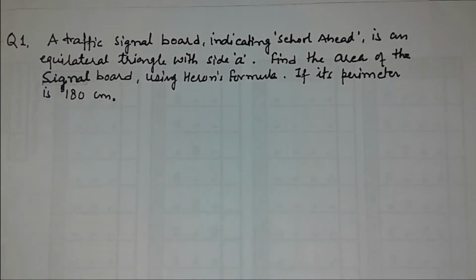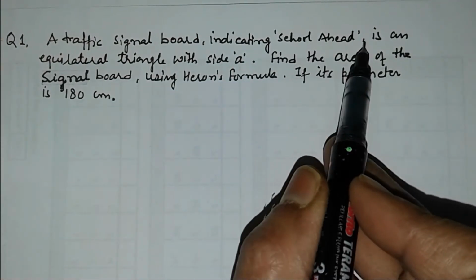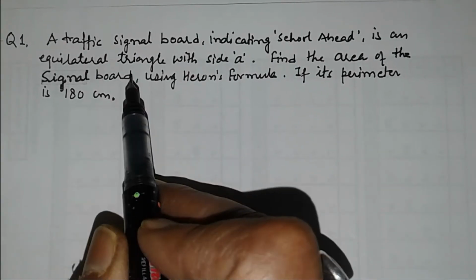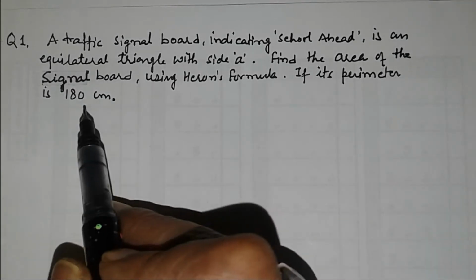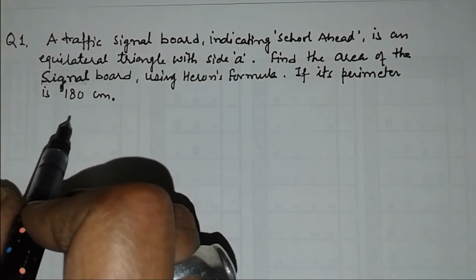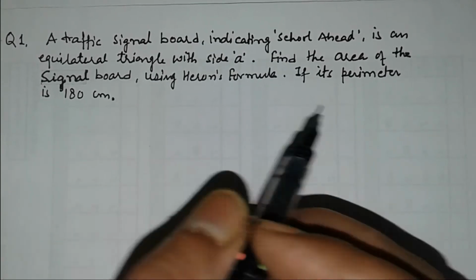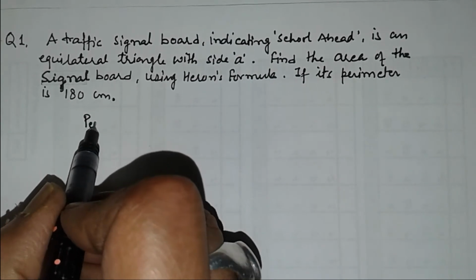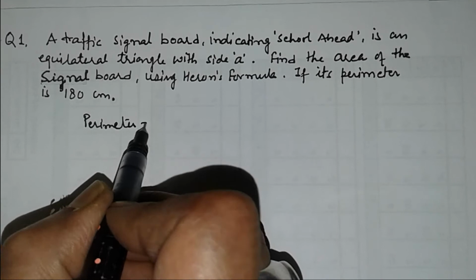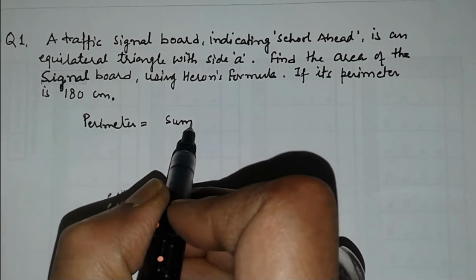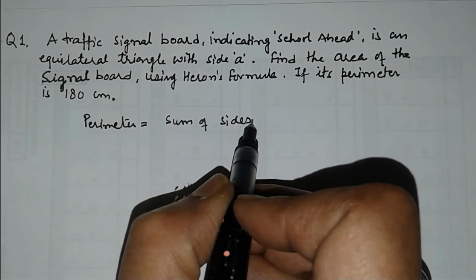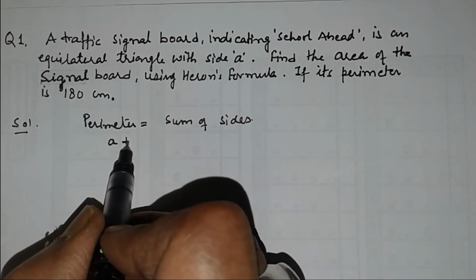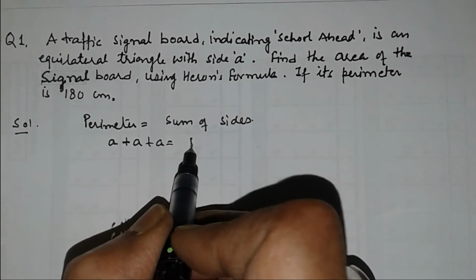The question is: a traffic signal board indicating school ahead is an equilateral triangle with side a. Find the area of the signal board using Heron's formula if its perimeter is 180 centimeters. Now, as the triangle is equilateral, all sides will be equal, and it is given as a. So perimeter is equal to the sum of sides, so a plus a plus a is equal to the given 180 centimeters.